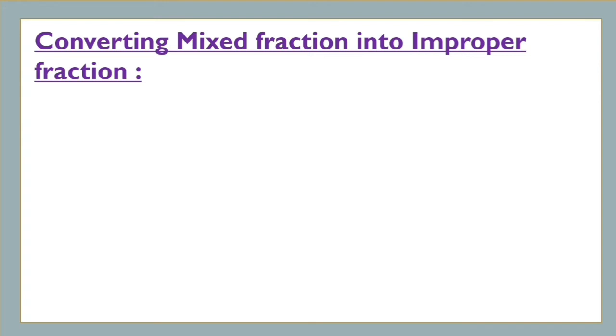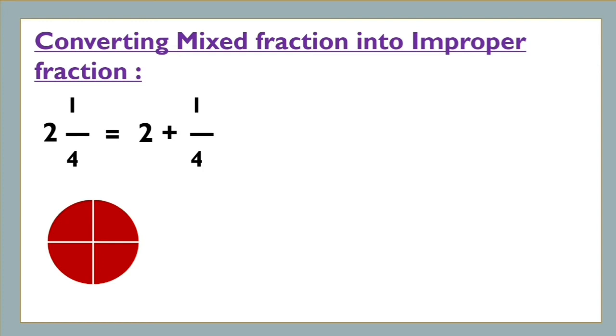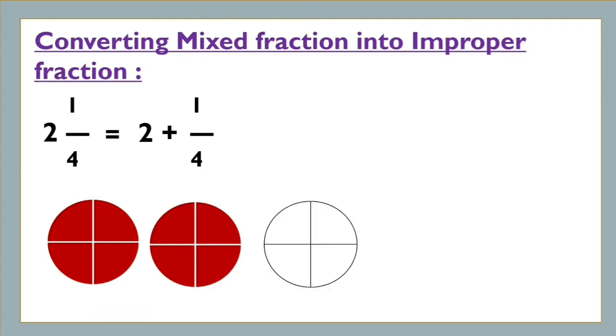Now converting mixed fraction into improper fraction. See here 2 1 by 4. That means 2 plus 1 by 4. Observe that 2 total wholes we have to take. And here 1 by 4 means the fraction has denominator 4. So first take one whole and divide that into 4 parts. Like that the second one also. And the third one, in the third one we have to take only 1 by 4 part.